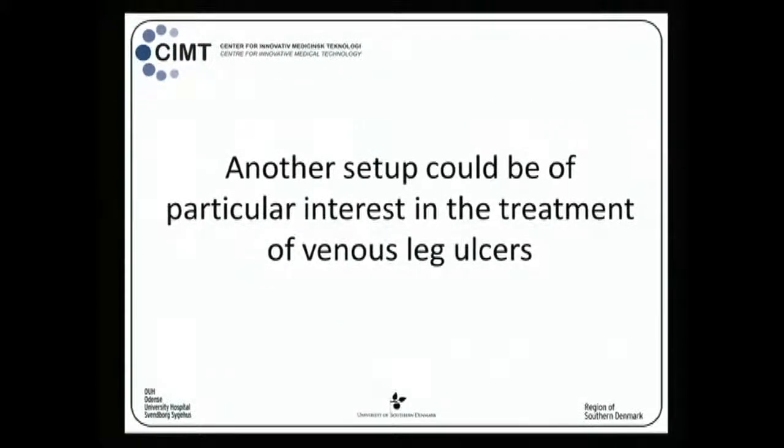One of the things I think we all keep in mind is the venous ulcers. How do we treat venous ulcers? Compression is the gold standard. Are there any other options that we can use in this connection?